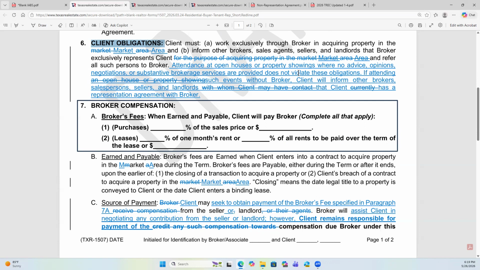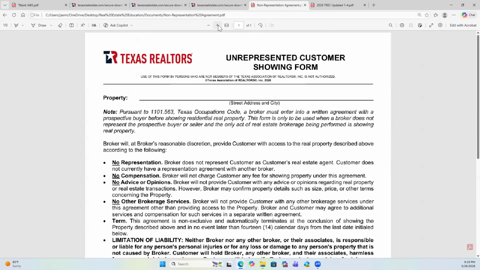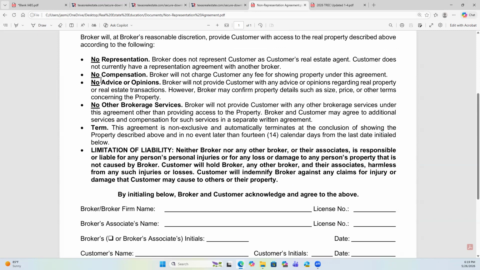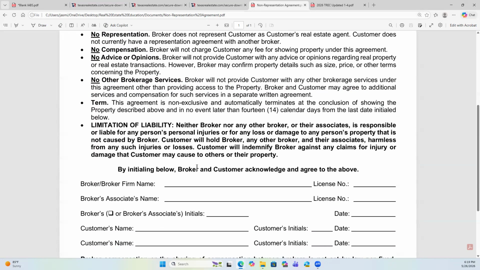Now, do you see this part where it says that there's no advice, no opinions, no negotiations, no substantive brokerage services provided, that does not violate the obligation, okay? That wording is very similar to this document over here. This is not a new document as far as the newest changes that we are seeing. This is just new for the moment. So this is called the unrepresented customer showing form. And the language is very similar. There's no advice or opinions. There is no other brokerage services, no compensation. There's no representation. I simply need you to go open the door for me and show me the property.